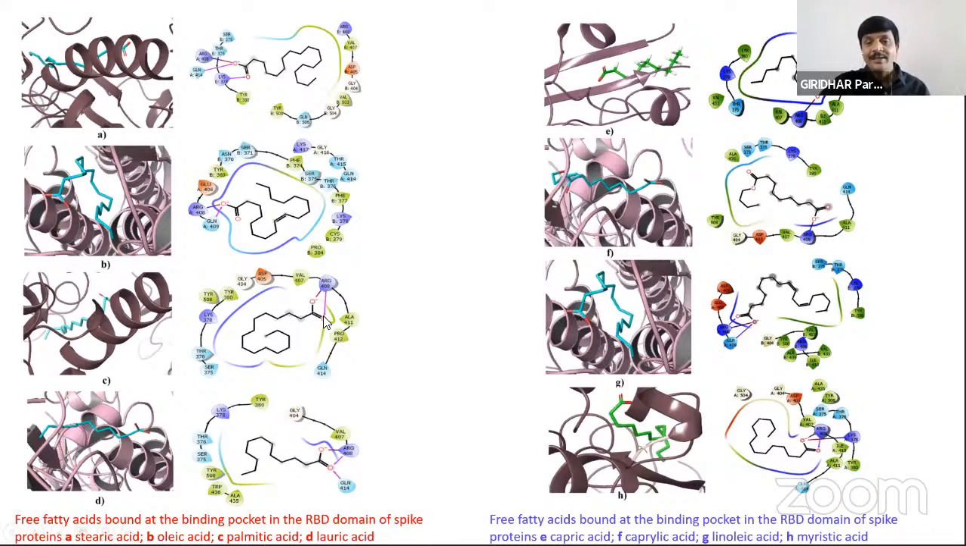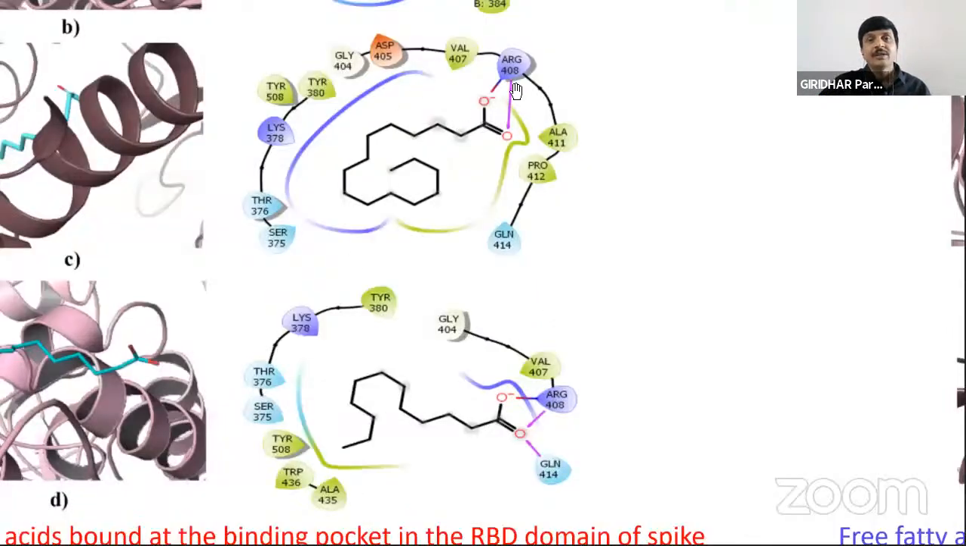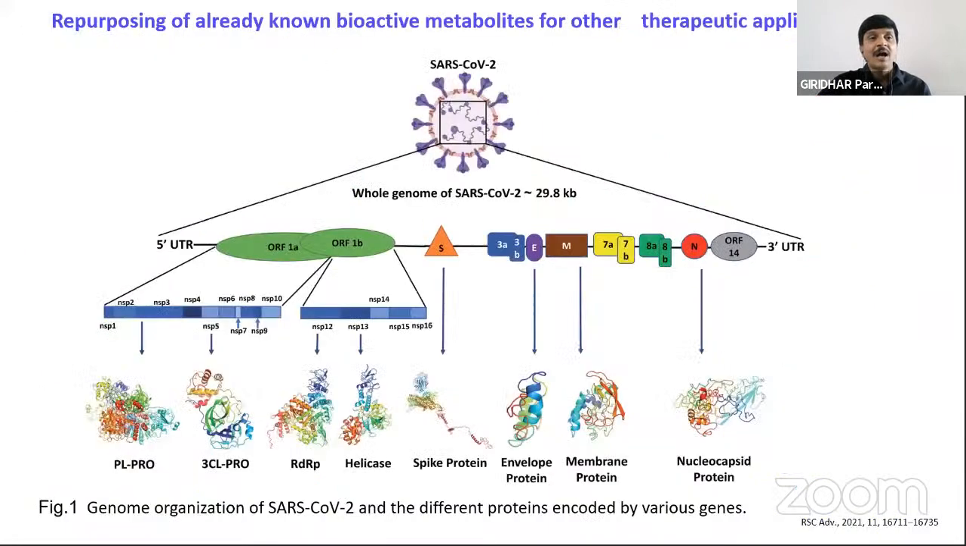Again, which part of the amino acids binds in this RBD is very important. For example, here this arginine 408 is the particular amino acid, and also glycine 414 in the case of caprylic acid. So like this, various reports are available, and the role of fatty acids has also been optimized.